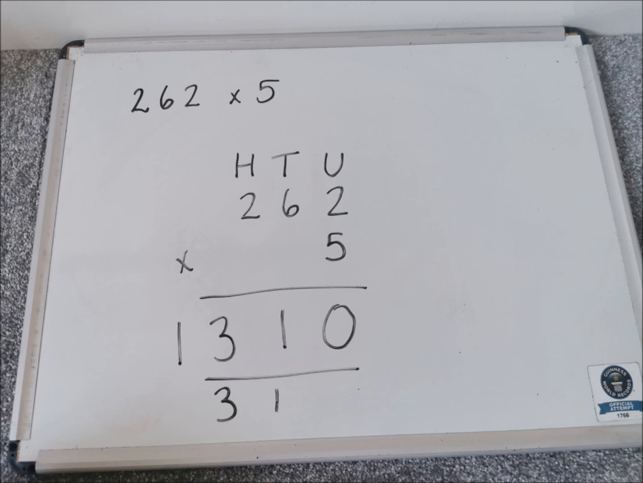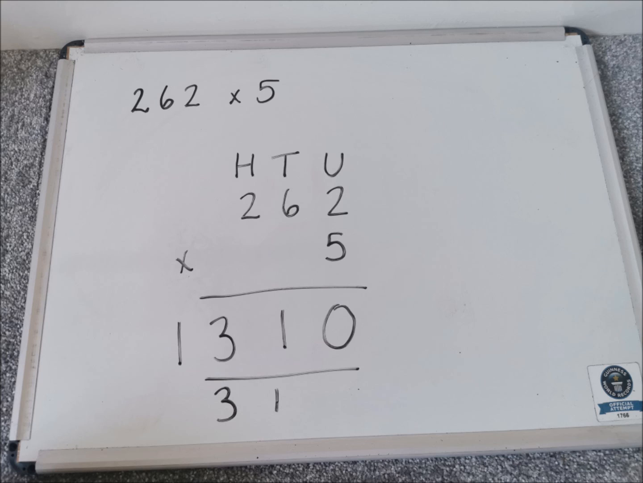Last part of the sum is 2 times 5, or 5 times 2. So 2 times 5 is 10, but then we've got that 3 that we've carried over to add on. So 3 add 10 is 13. Because it's the end of my sum, I can just write in 13. So my overall answer is 1310.